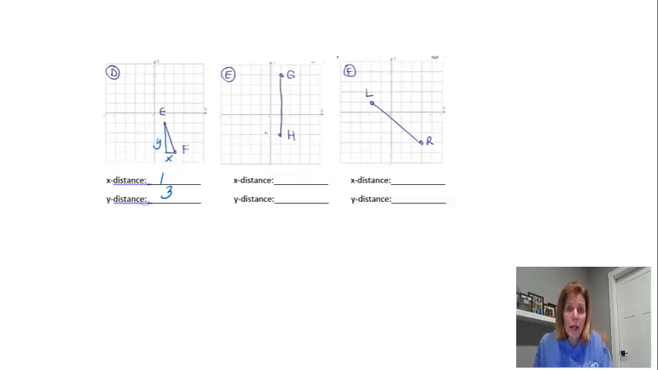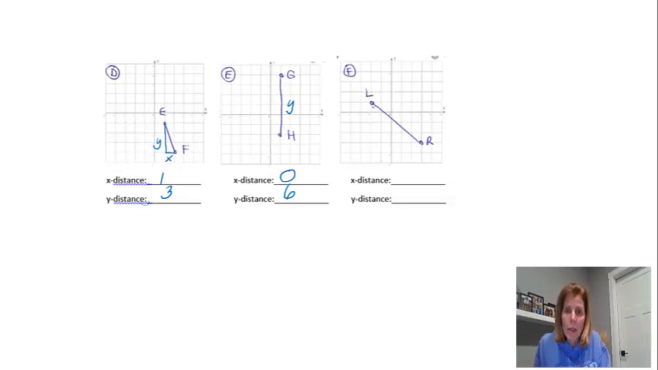All right, G to H is just a vertical distance. So notice there is no X distance, so my X distance is going to be 0. And then my Y distance is going to, starting at H, I'll count 1, 2, 3, 4, 5, 6. And the biggest thing is notice I don't start counting until I move from the H.